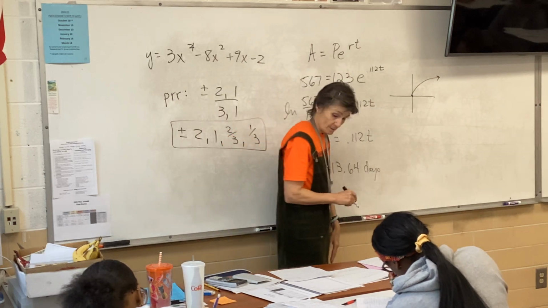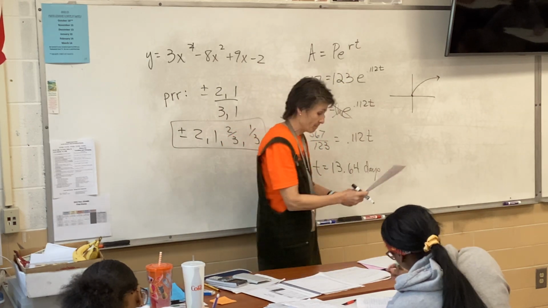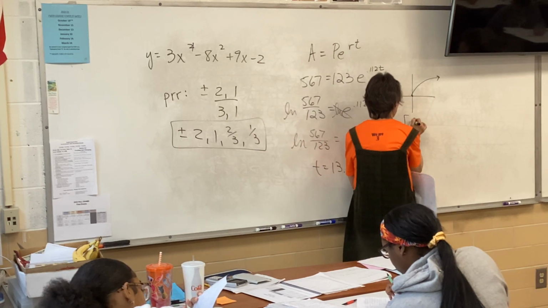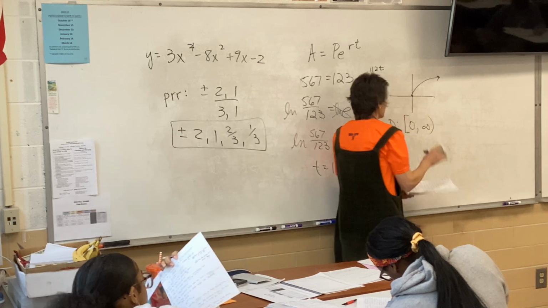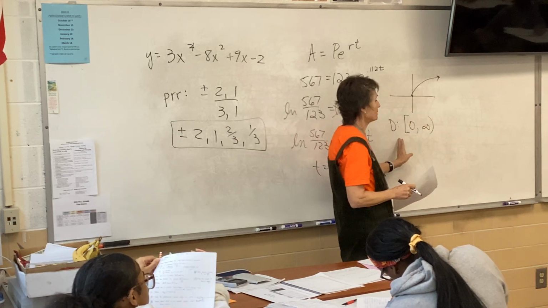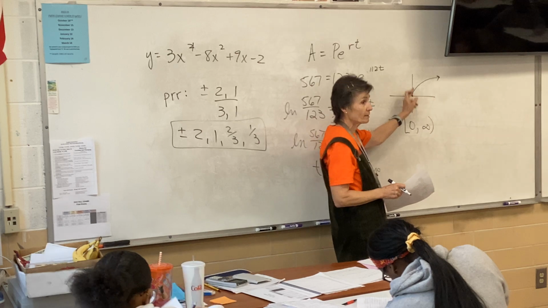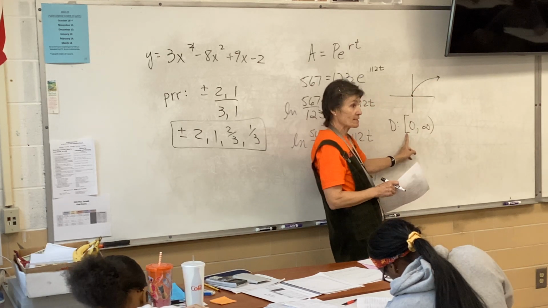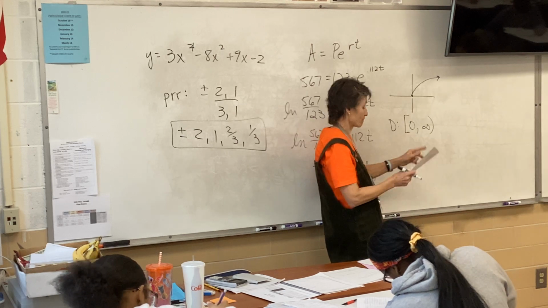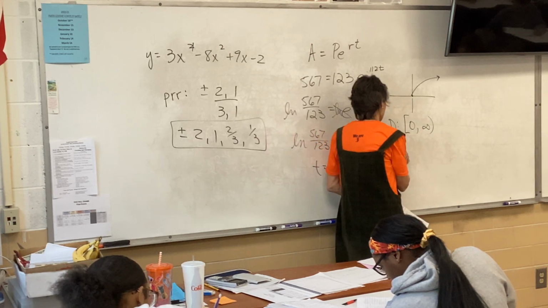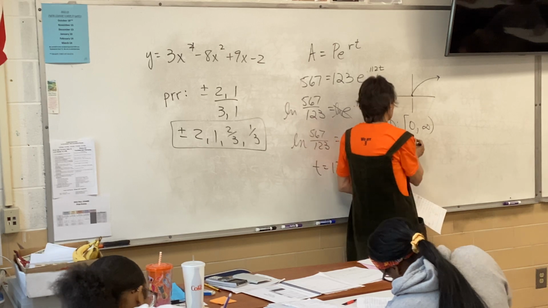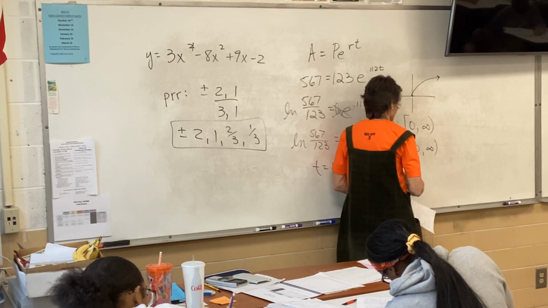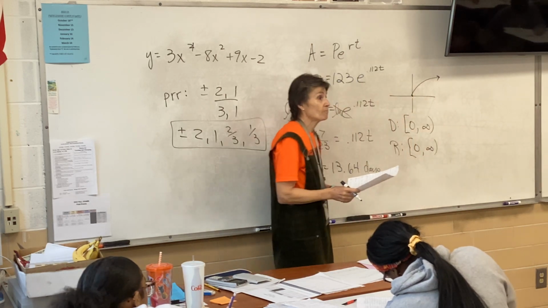Okay, now, first question, domain. What's the domain of this guy? 0 to infinity. The domain is x, doesn't it start at the origin and then go that way forever? There is a dot at the origin, so that's a bracket. All right, range. What's the range of this guy? 0 to infinity. Same thing, isn't it? Going up forever.